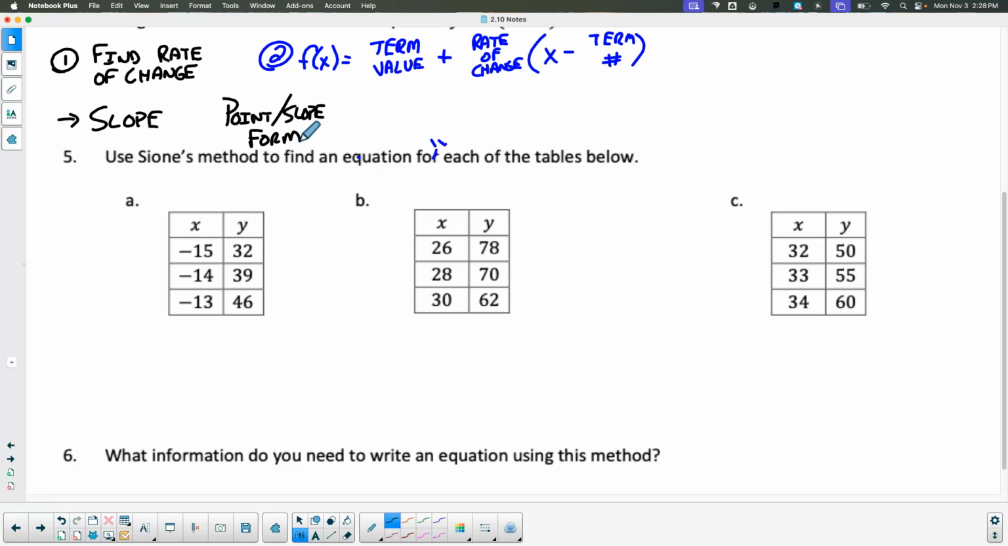F of x is going to become y. The term value is going to become y sub 1. I'll explain this here in a minute. The rate of change, we said now is the slope, so that's m. X is x, and the term number is the x part. So these come from the point that you are given on the line. The slope is the m value, the rate of change.